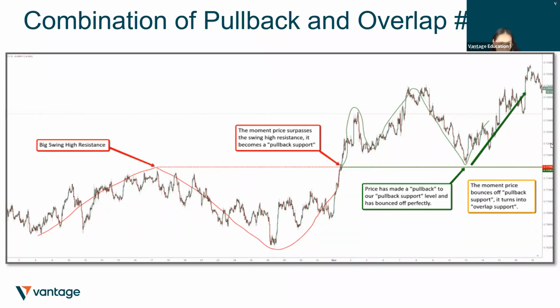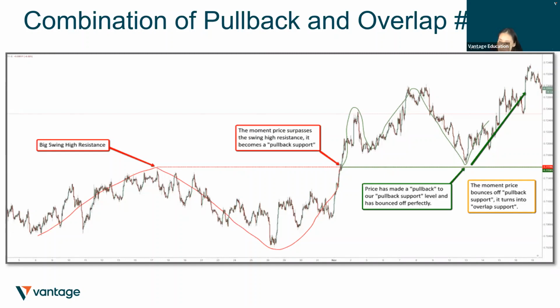I think this is a pretty clear example. So you can just either take a screenshot of it. So yeah, once it reverses off of this level, it is now an overlap support.